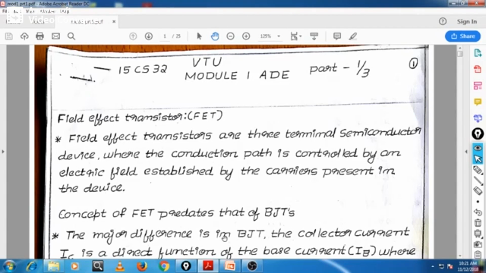Now field effect transistors are three-terminal devices. Field effect transistors are three-terminal semiconductor devices where the conduction is established by the carrier present in the device. So we know, all of you know, we have studied PN junction and bipolar junction transistor, BJT. Now first of all we have to see what is the difference between BJT and FET. So we will go through these notes.